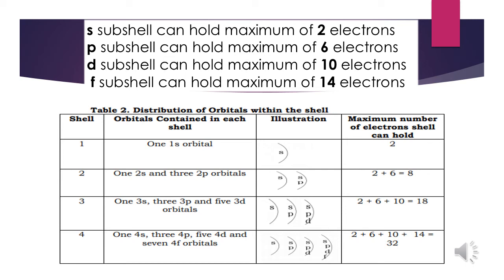Shell 3 has one 3s, three 3p, and five 3d orbitals, and that is the illustration. The maximum number of electrons the shell can hold is 2 plus 6 plus 10 equals 18. In shell 4, there is one 4s, three 4p, five 4d, and seven 4f orbitals. That is the illustration. The maximum number of electrons the shell can hold is 2 plus 6 plus 10 plus 14 equals 32.